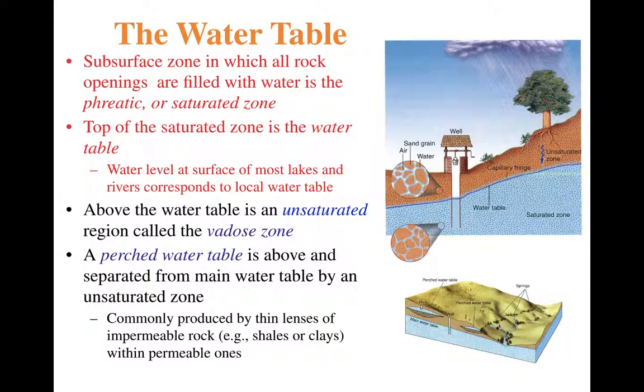Above the water table is an unsaturated region called the vadose zone. A perched water table is above and separated from the main water table by an unsaturated zone. It's commonly produced by thin lenses of impermeable rock, shales or clays, with permeable ones. A lot of times you'll have an impermeable layer and then you can get a perched water table. That perched water table is going to be made up of permeable rocks but surrounded by impermeable rocks, kind of like a little water bubble underground.